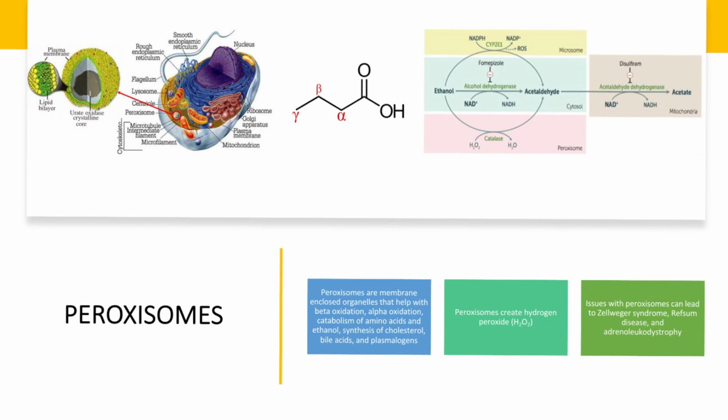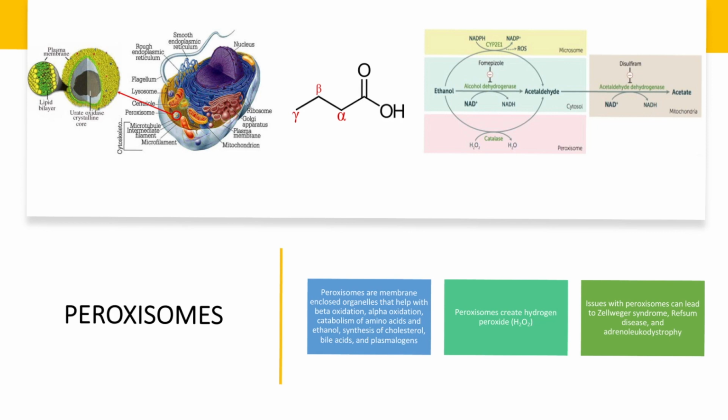Peroxisomes are membrane-enclosed organelles that are involved in a wide variety of things, such as beta oxidation of very long-chain fatty acids, alpha oxidation of branched-chain fatty acids, catabolism of amino acids and ethanol, and synthesis of cholesterol, bile acid, and plasminogens. So don't worry, we're going to talk more specifically about each one of those.